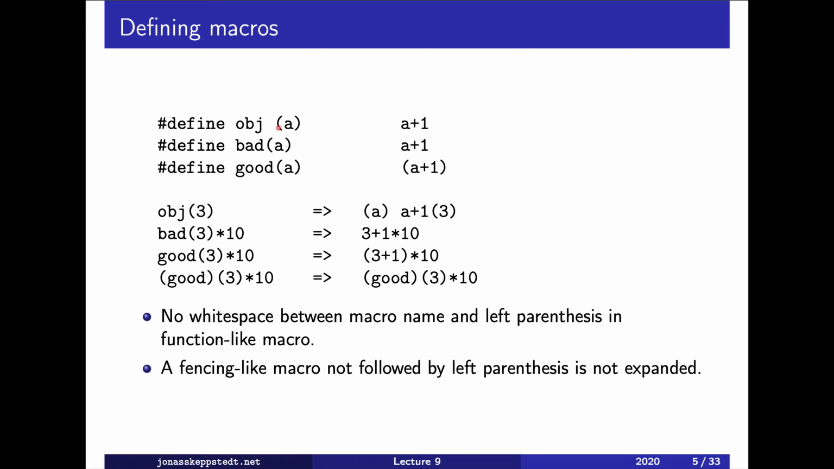Okay, so how should we write a macro which takes parameters? This is a bad solution because, well, if we use bad here and 3 and multiply this with 10, then we might expect it should be 3, 4 and 40. But since we have no parentheses around this, it will be 13 instead. So what we should do is to put at least everything on the right hand side here in parentheses.